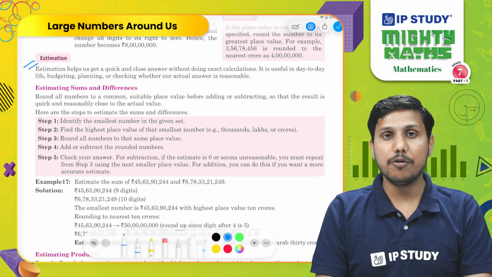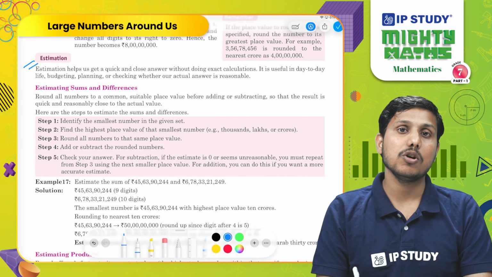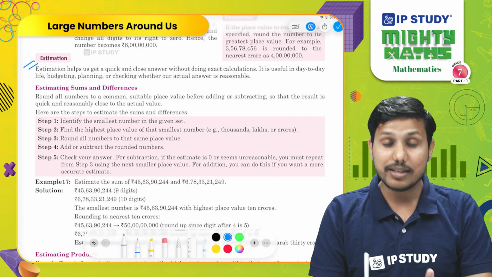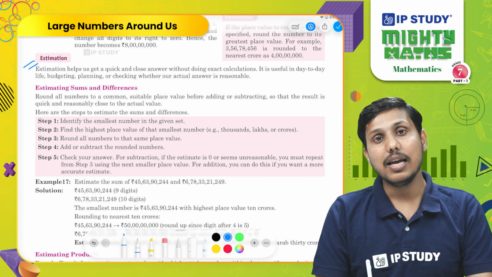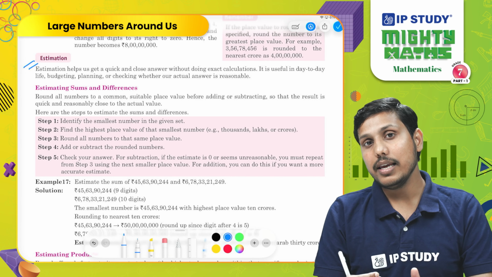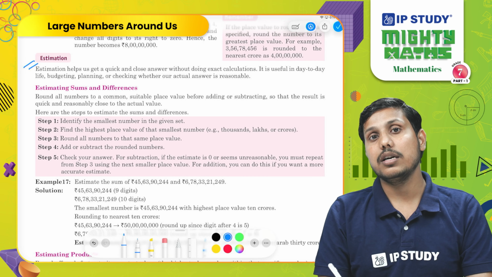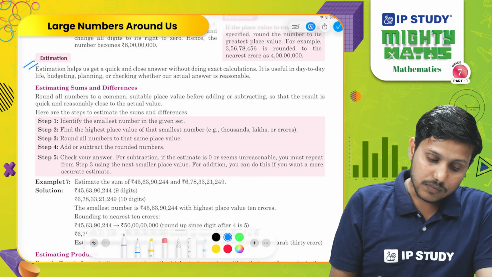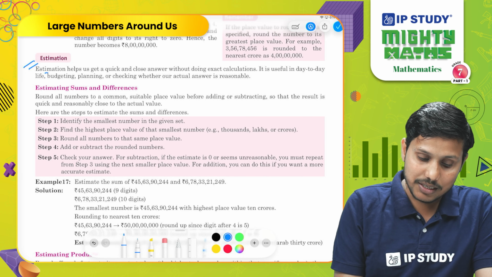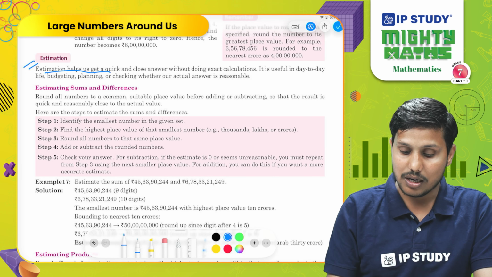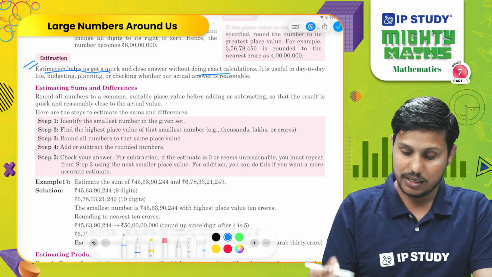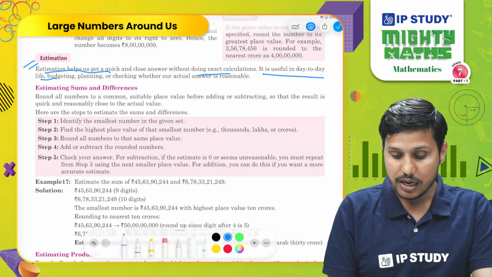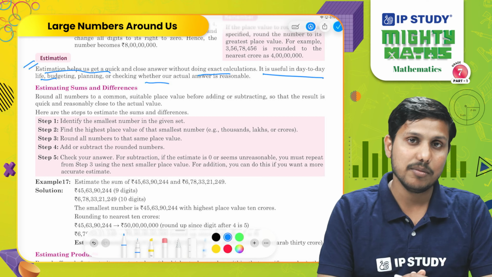So this type of scenario requires estimation because the exact answer is more time consuming. So let's see how we can estimate numbers and find the required result without taking more time. So what is estimation? Estimation helps us get a quick and close answer without doing exact calculations. It is useful in day-to-day life, budgeting, planning, or checking whether our actual answer is reasonable or not.